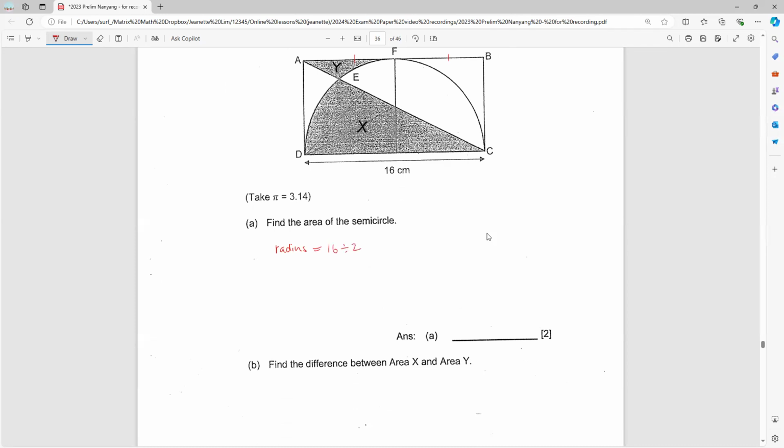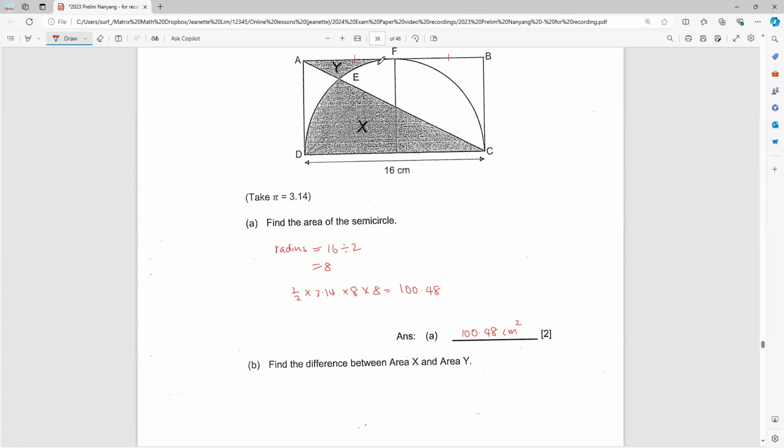16 divided by 2. Then we use the formula half times pi times radius times radius. 100.48 square cm. All right, now for part B, find the difference between the area of X and Y. Now it's a bit hard to find the area of X, find the area of Y, and then minus off, because X is not a sector of a circle. You can't find this.